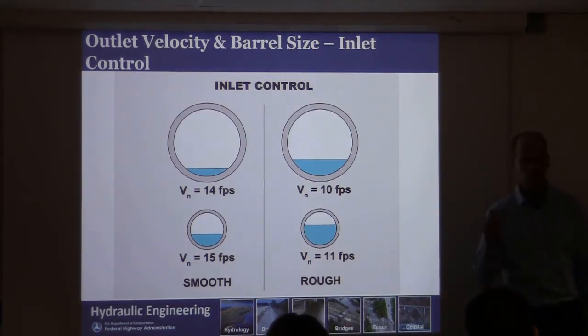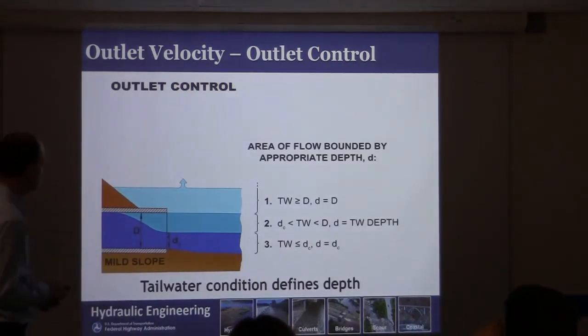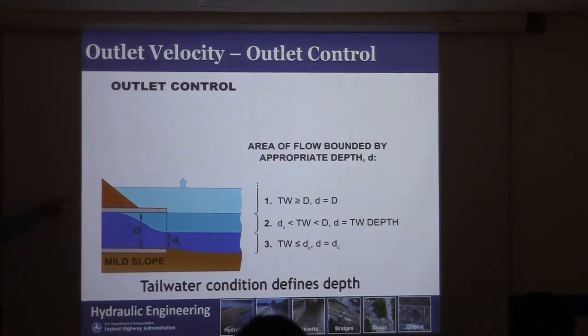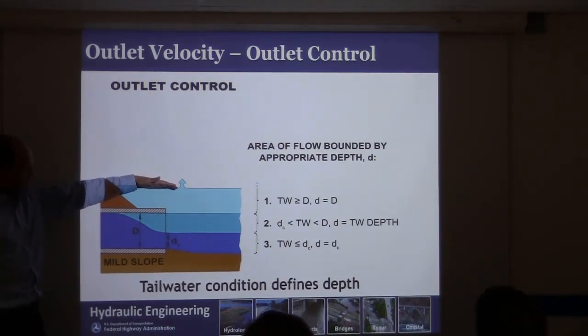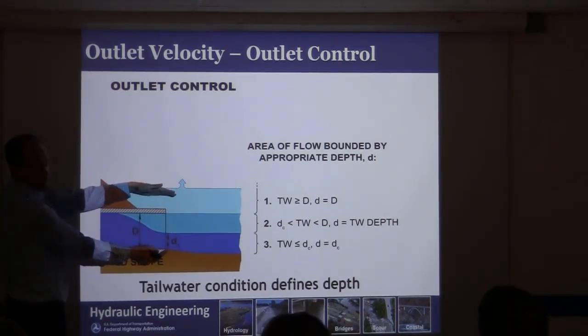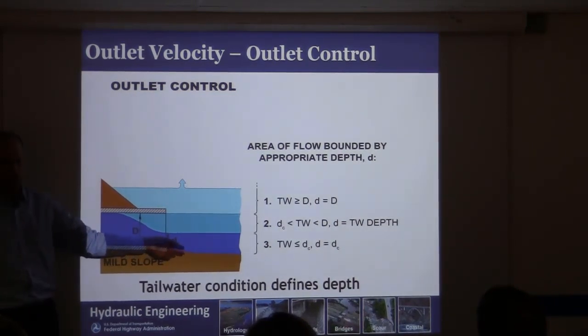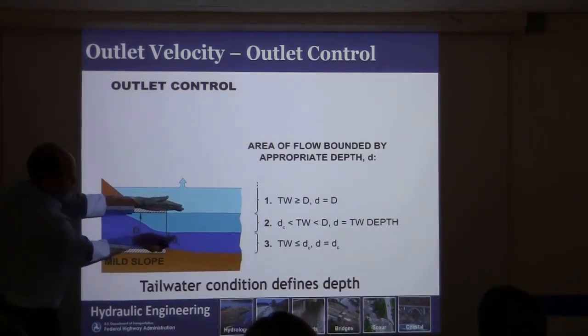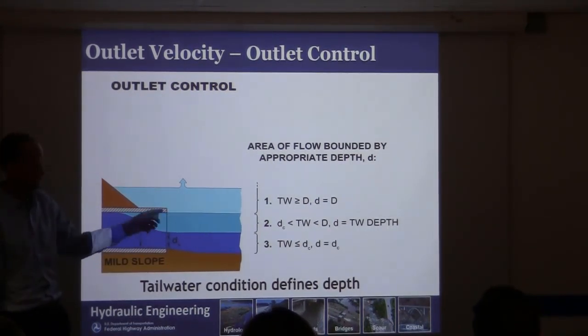A situation where you could actually make some hay on increasing the size of your culvert to reduce outlet velocity would be where you have definitely high tailwater, right? Because if you go from this size to this size, you are increasing your flow area and dropping your velocity. If you're in outlet control with very low tailwater, increasing the size isn't going to do anything for you. But if you have high tailwater, then you have a lot more flow there, so you are decreasing outlet velocity.